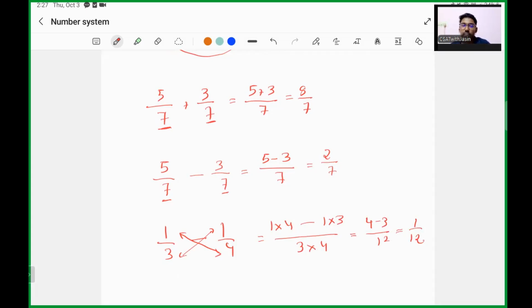If the denominator is the same, then you can do it directly. But if denominators are different, then you need to do the cross multiplication, or you can use LCM. Is it clear?